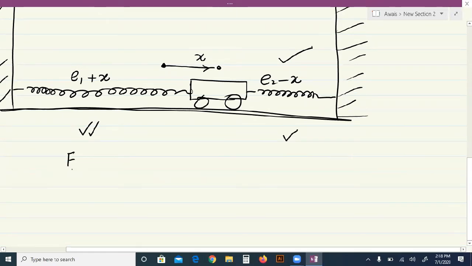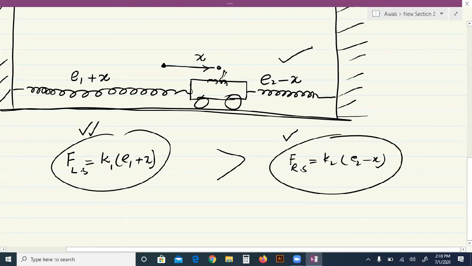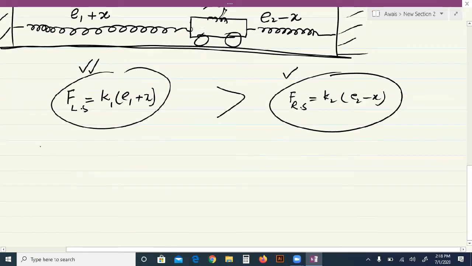Now the force at the left will be K1 (E1 plus X), and the force at the right side will be K2 (E2 minus X), and it is held stationary because you are holding it. That's why it's stationary. Otherwise, this force is greater than this force. So your extra force is holding, is balancing. But when the trolley is released, this left side force minus the right side force becomes the resultant force.